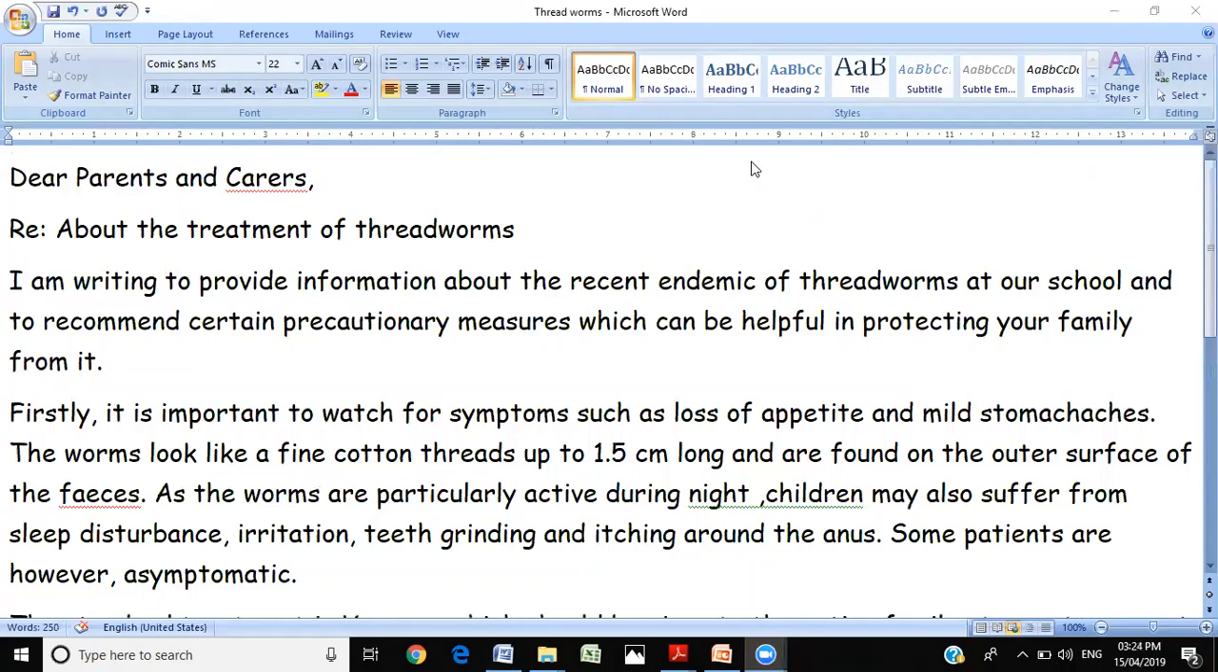In the folder which says writing to a group of people, you will have osteoporosis. Just like threadworms, there is a letter on osteoporosis. So that's the assignment.